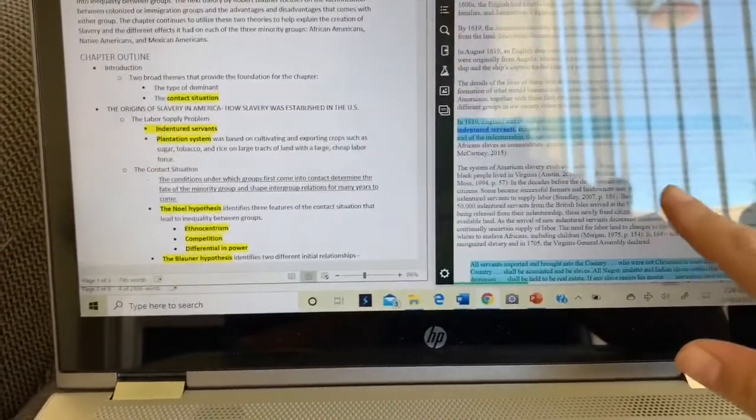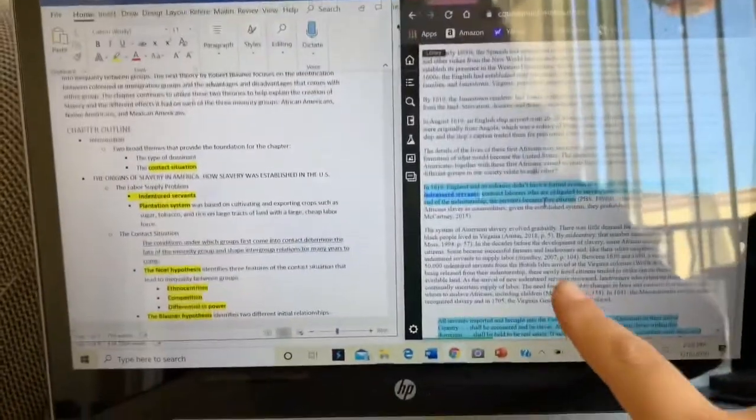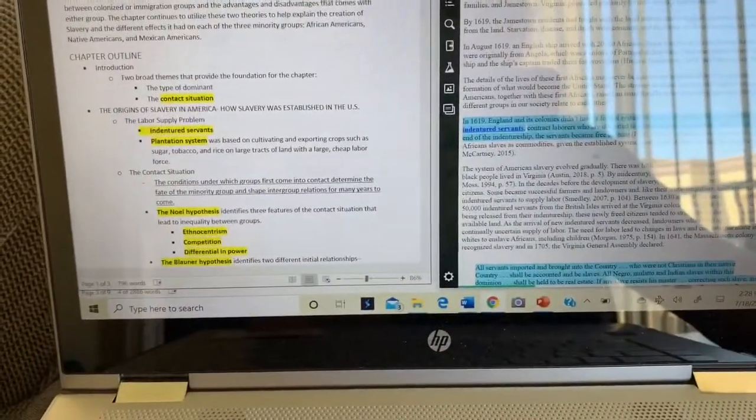This is the book, by the way, so I have my outline in the book. I like to follow along both places.